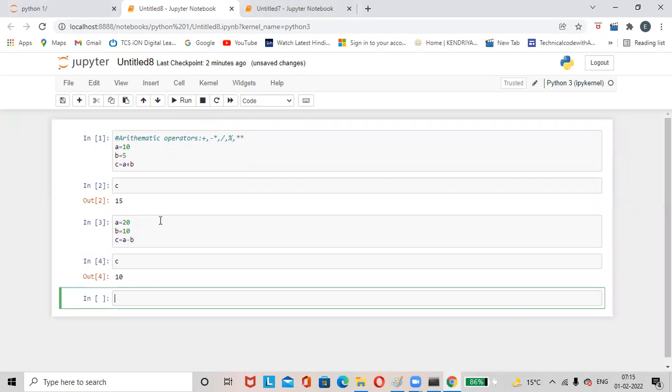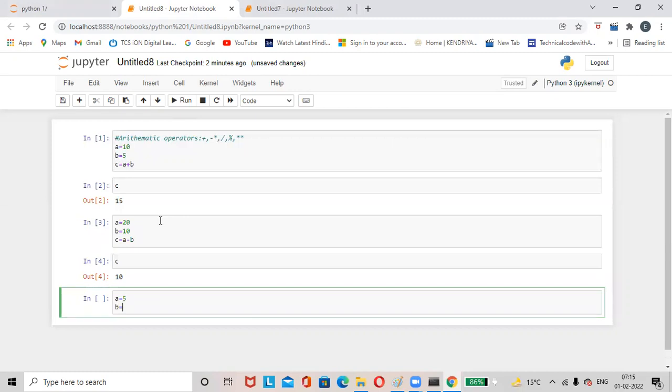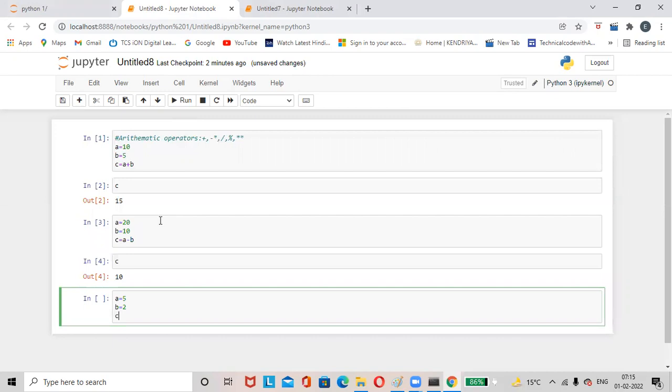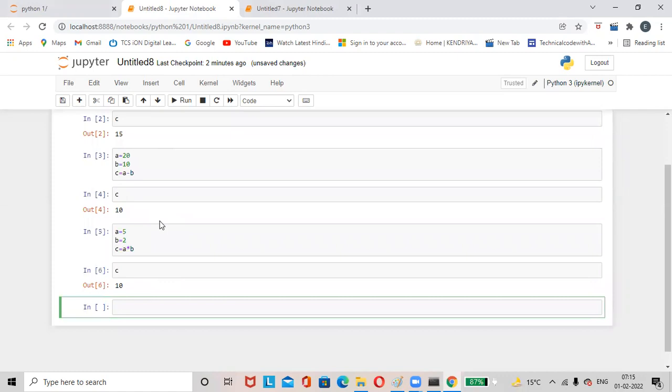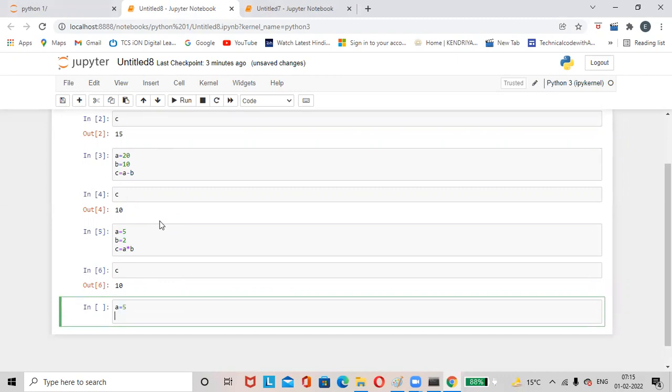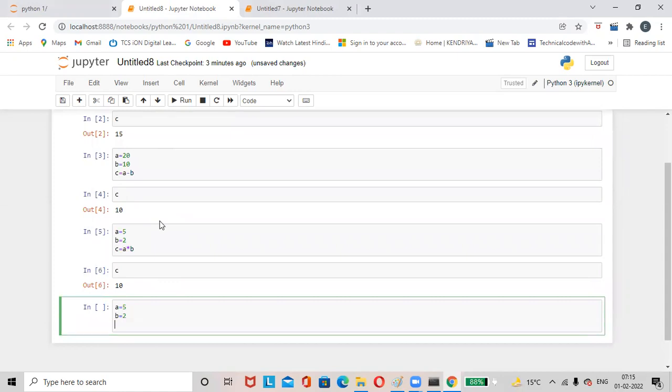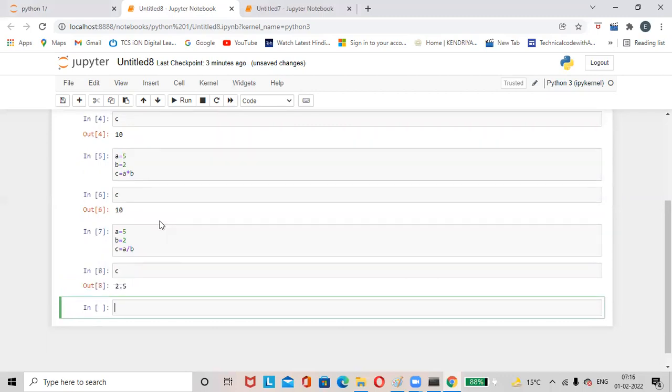C is 10. Okay. A equals 5, B equals 2, C equals A into B. Okay, Shift Enter. Then C, Shift Enter. C value is 10 here. 5 2s are 10. Then A equals 5, B equals 2, C equals A by B. Print the value of C. C value is 2.5.